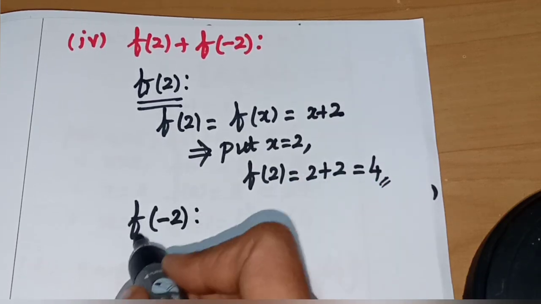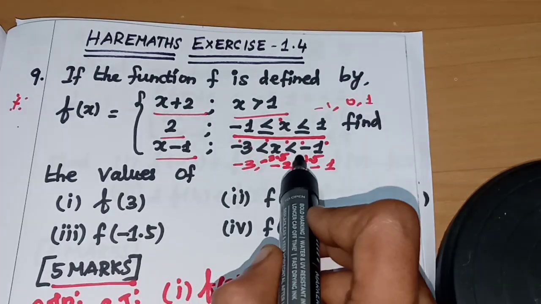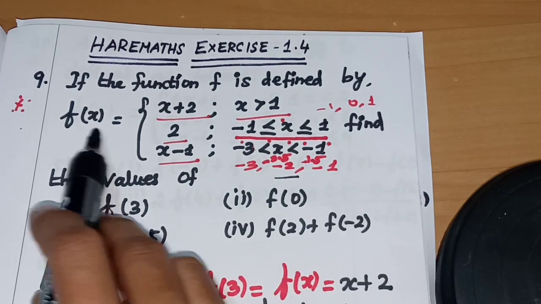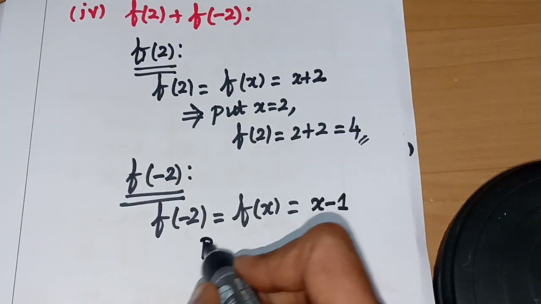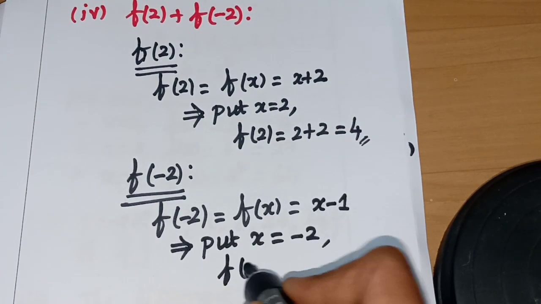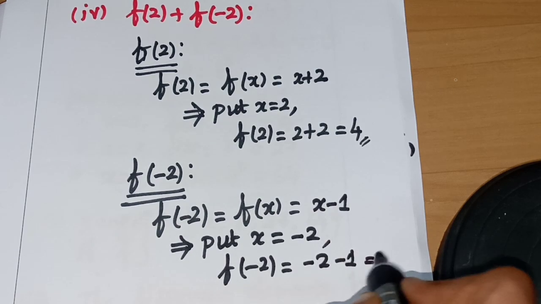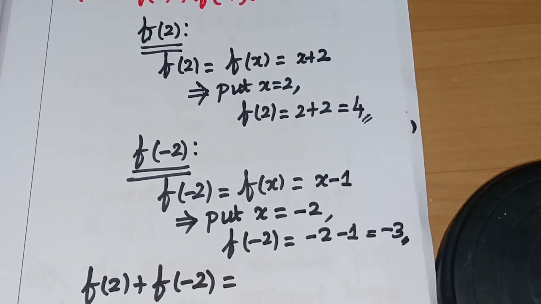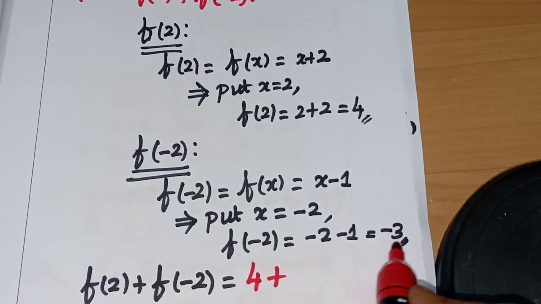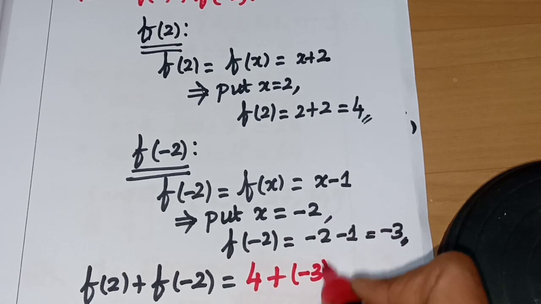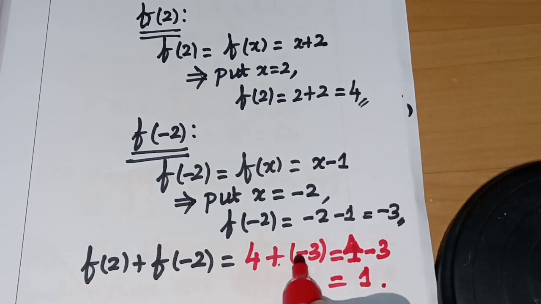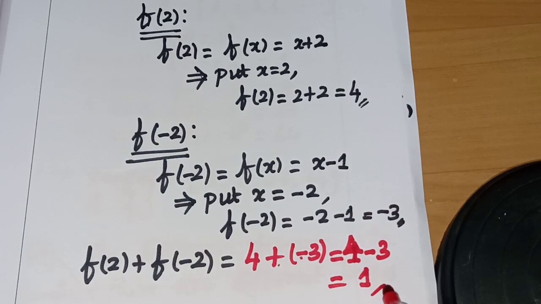Find f of minus 2. F of minus 2, the limits minus 3 less than x less than minus 1: minus 3, minus 2, minus 1. F of x equal to x minus 1. Put x equal to minus 2. F of minus 2 equal to minus 2 minus 1 equal to minus 3. So that question equal to f of 2 value 4 plus f of minus 2 value minus 3 equal to 4 minus 3 equal to 1. The final answer is 1. Ninth sum, final answer.